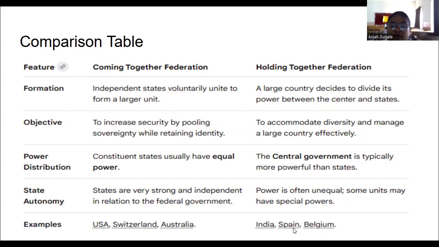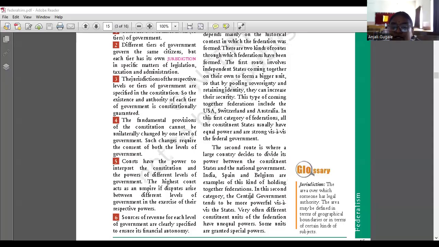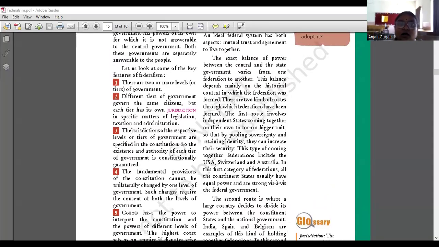I'll just stop the share and come back again to your lesson, and we will look at the textbook text also. Now let me share your textbook one more time. Here it is clearly explained what a coming together and holding together federation is. It is mentioned that the exact balance of power between the central and the state government varies from one federation to another, which I have just now explained.